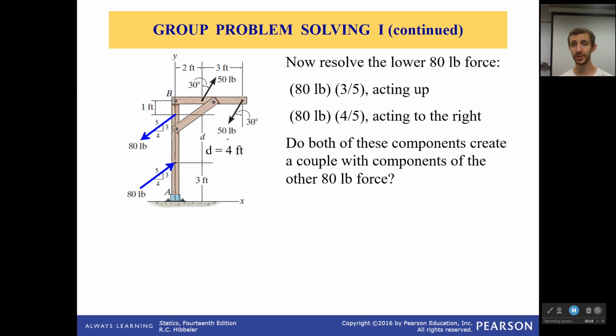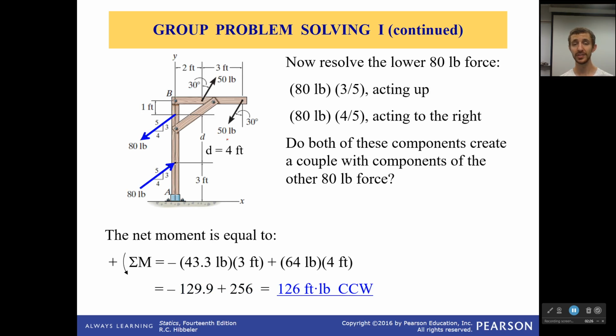Okay, very similar situation right here. Do both the components cause a moment? No, only the horizontal component does in this case, because the perpendicular distance is going to be vertical in this case. So vertical distance, horizontal force. Horizontal distance, vertical force. And then I just add them together.